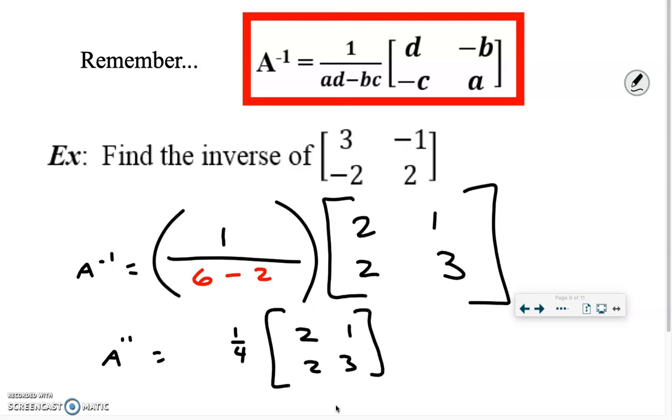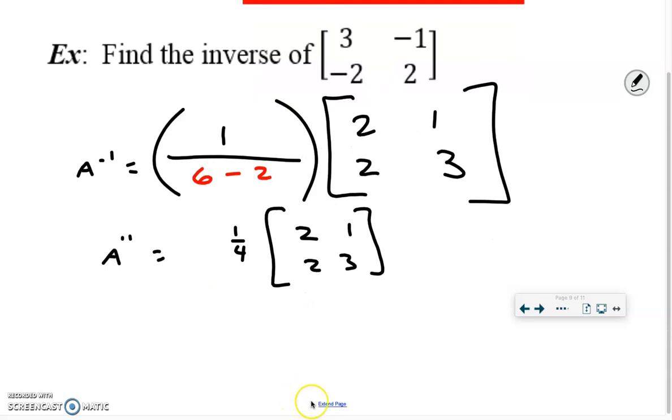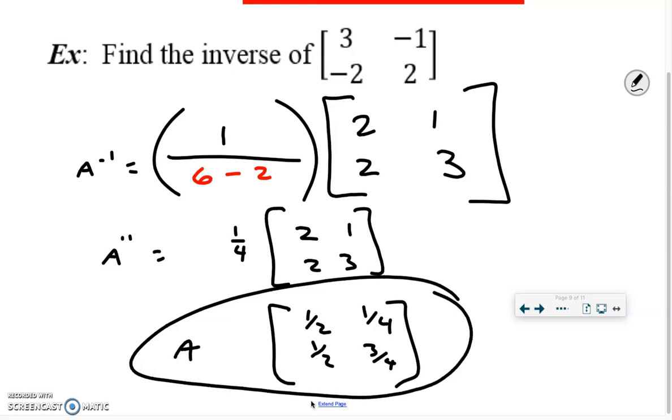So now when we scale 1/4 through with your help, isn't that going to be 1/2, 1/4, 1/2, 3/4? All right, now this is our inverse. Could we have done this using row operations? Absolutely yes. But again, looking at this many fractions, you think that might have been a pain? Okay, so this is going to be our better option.